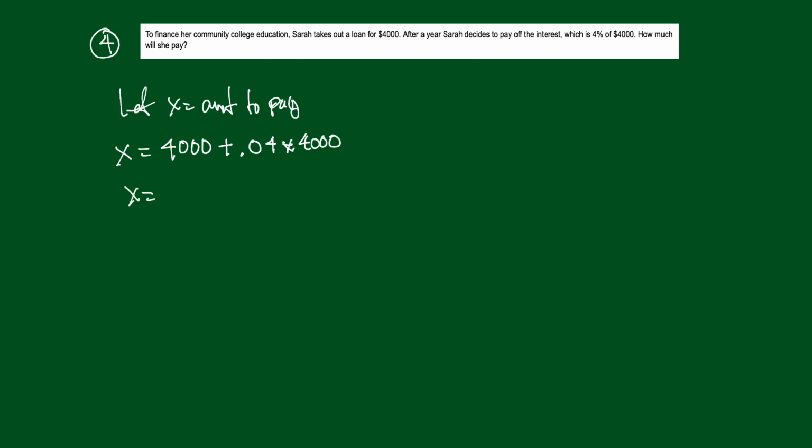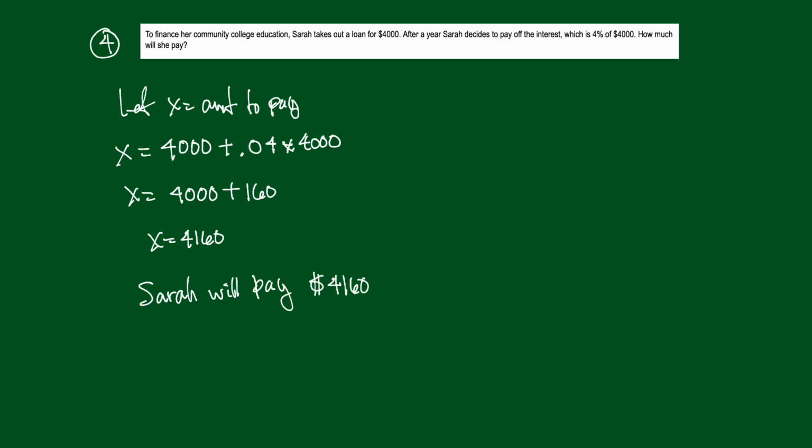So what do we get? x is equal to 4,000 plus, that's $160. So x equals $4,160. Now remember, this is not the answer. The answer is not x equals 4,160. The question is, how much will she pay? So let's say this, Sarah will pay $4,160.